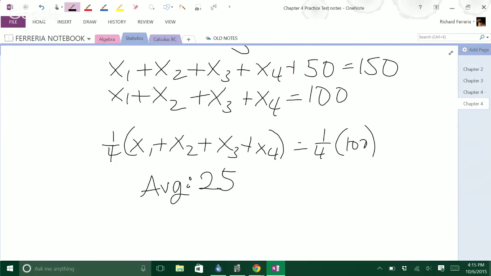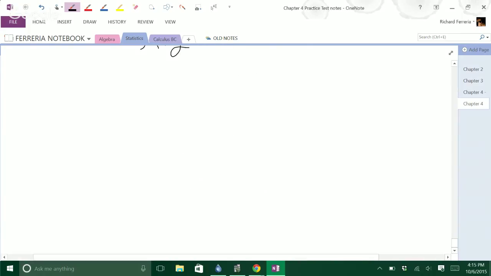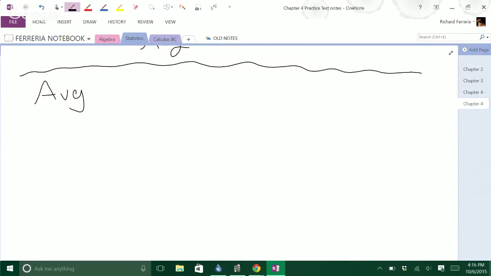Okay. Next. This is the average salary question. The average salary of all female workers is 35,000. The average salary of all male workers is 41,000.